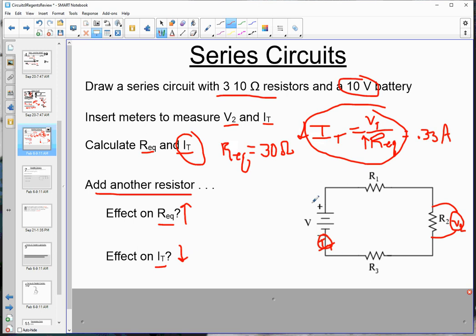Hopefully you're not confused by the rule that says I total equals I1 equals I2 equals I3. Sometimes that leads people to think that you can't change the current in a series circuit. You most certainly can. But whenever you change it, everywhere you put a meter to measure I1, I2, I3, I total, they would all again be the same, but not the same as they were before.